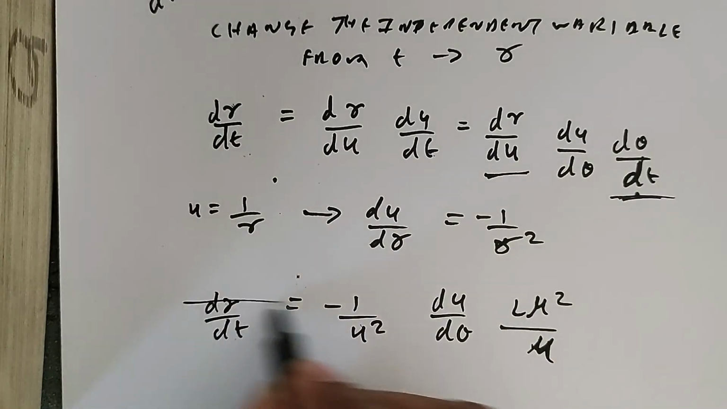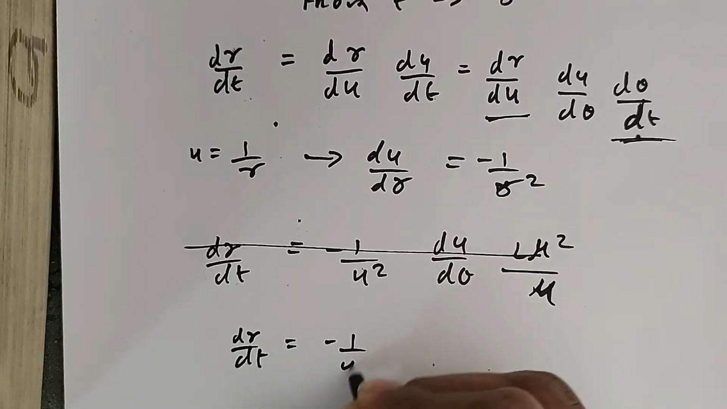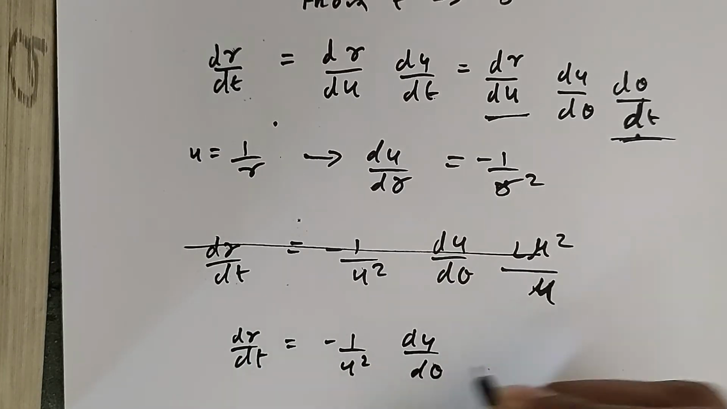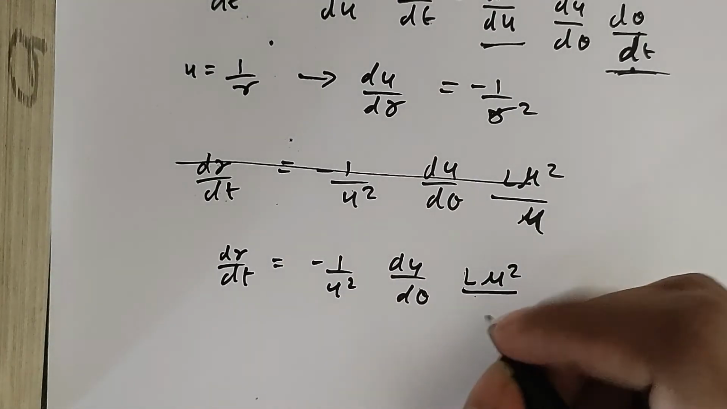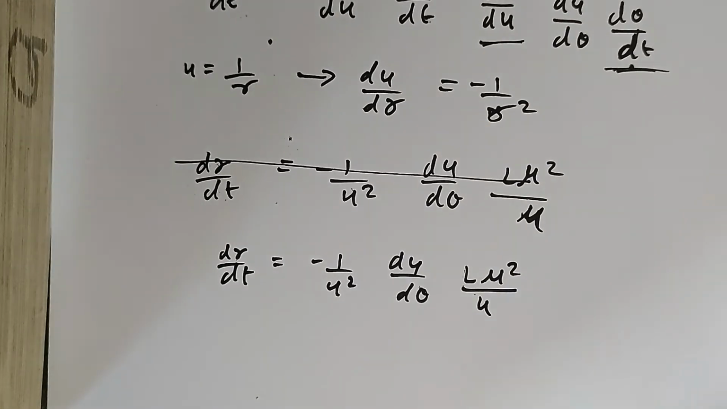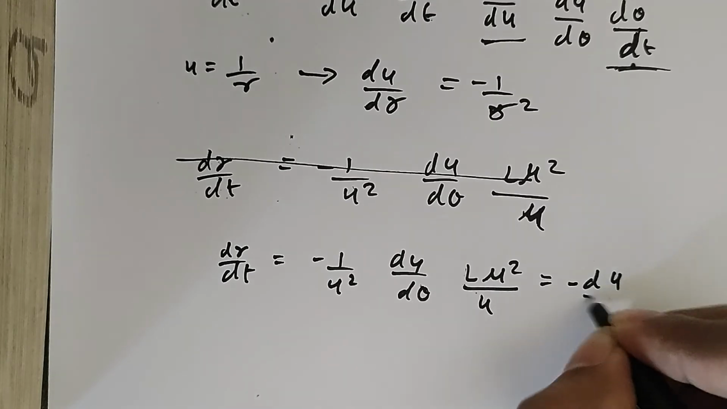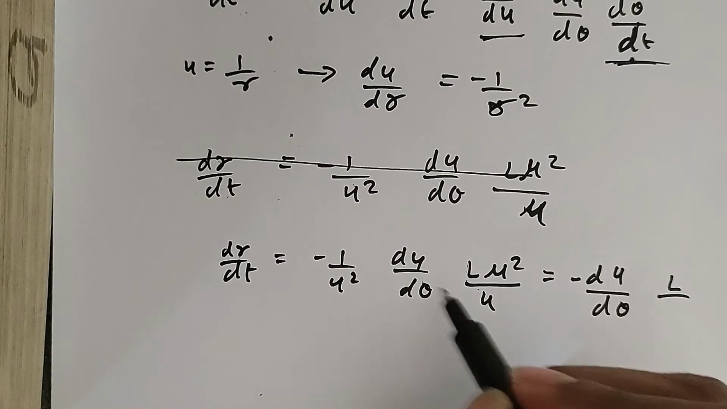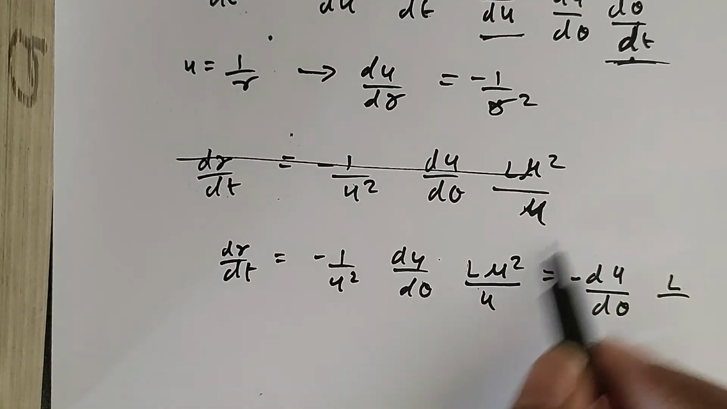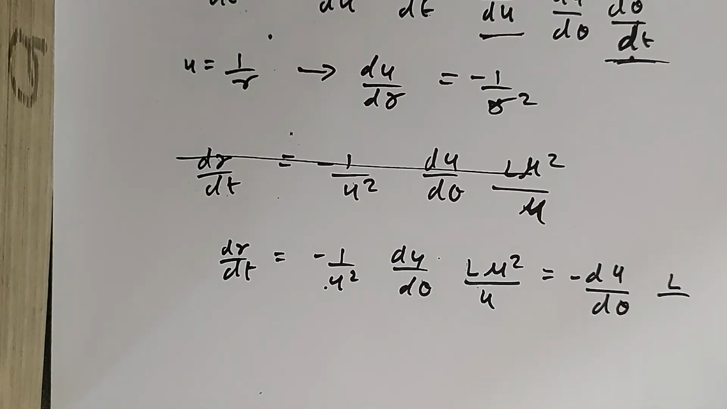See, I'm confusing myself. Please be careful when you use such kind of notation. I know it's confusing, but you can't just deviate from the standard notations because they are used throughout the literature. So minus du upon d theta times L. What have I done?